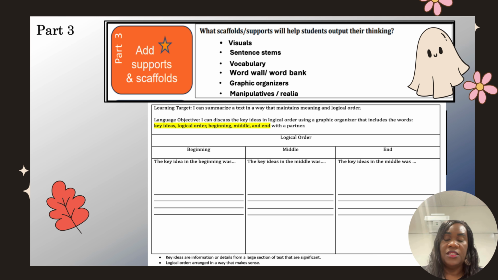Part 3 is where you're going to add supports and scaffolds. Think about what scaffolds or supports will help students output their thinking. Would visuals help them output their thinking? Sentence stems, vocabulary, word wall or word banks, graphic organizers, or manipulatives. This should be included as one of the components when you are writing your language objective to help students understand what they're getting ready to learn.